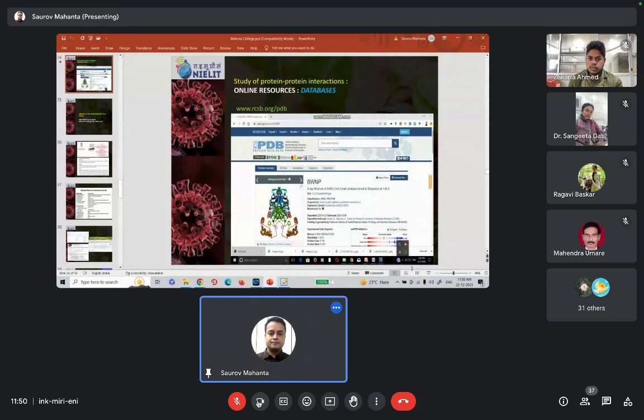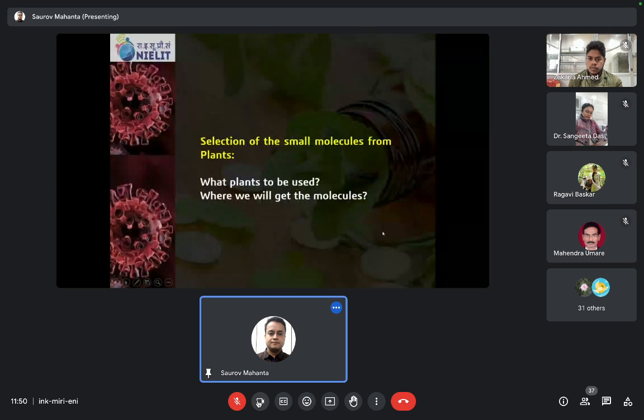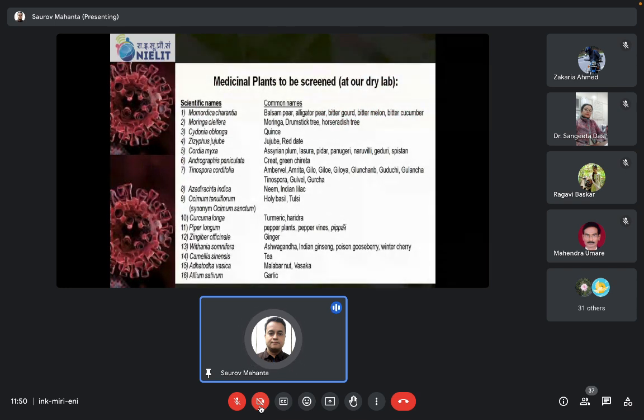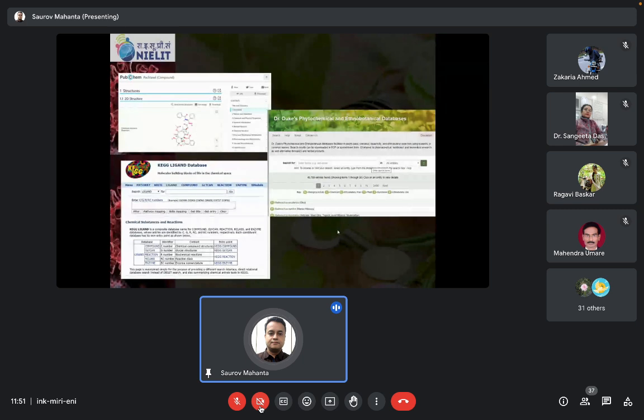And secondly, a small molecule. From the plants, so what plants to be used, where we will get the molecules, that I have already mentioned, that we have to take help from the traditional medicine or any traditional use, ayurvedic use, whatever. These are some of the examples of the plants which are being used against the SARS-CoV-2 viral proteins. So again, you have to select the structures from the PubChem compound.